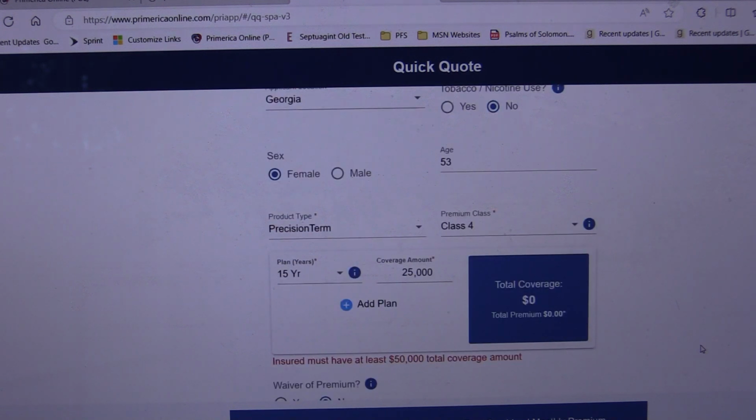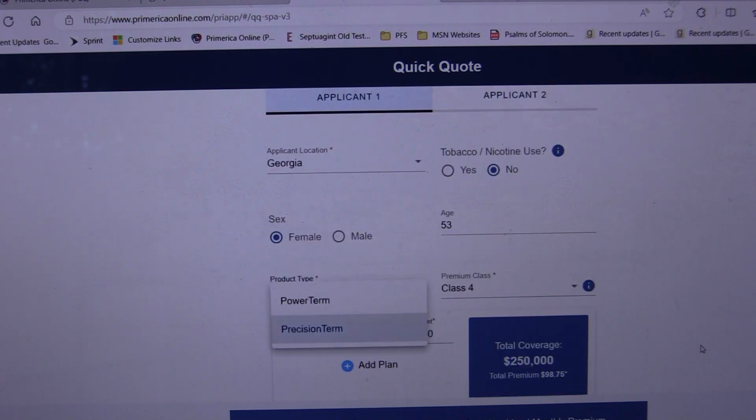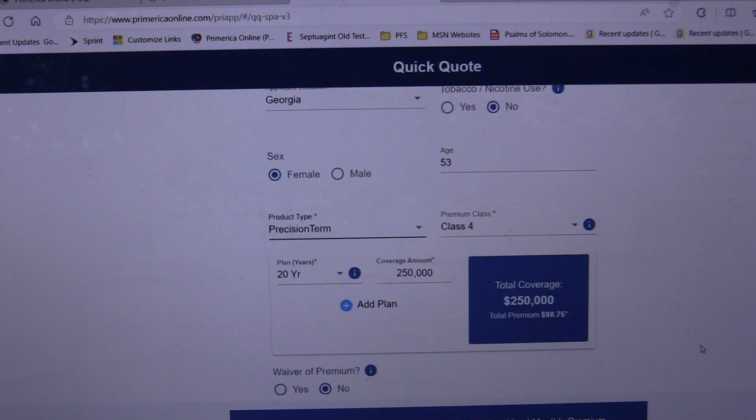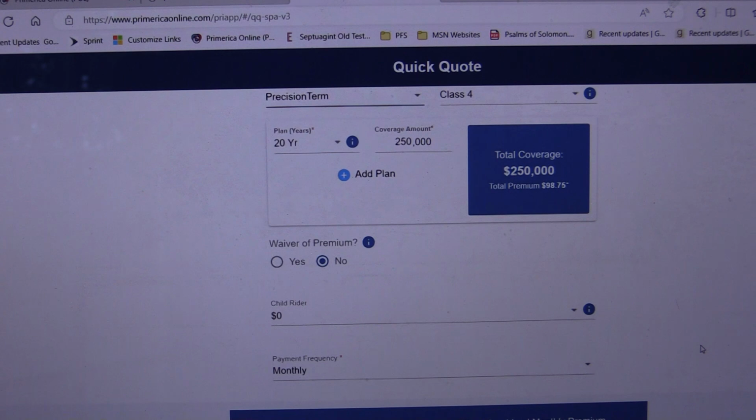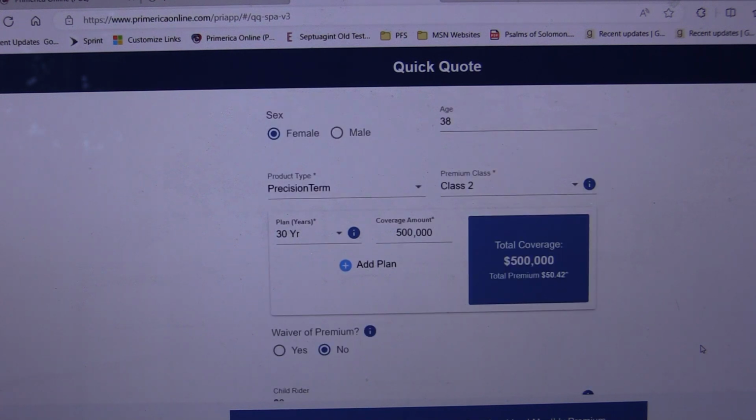Since she's 53, we're not going to do a 30-year-old, so we're going to do a 20-year policy. Do $250,000. What's the premium? Total premium $98.75. So $100 to do a 20-year level term policy for a 53-year-old. You hit the okay. Whatever number this is, 20-year or 30-year, that's how long the premium and the face amount will stay the same.